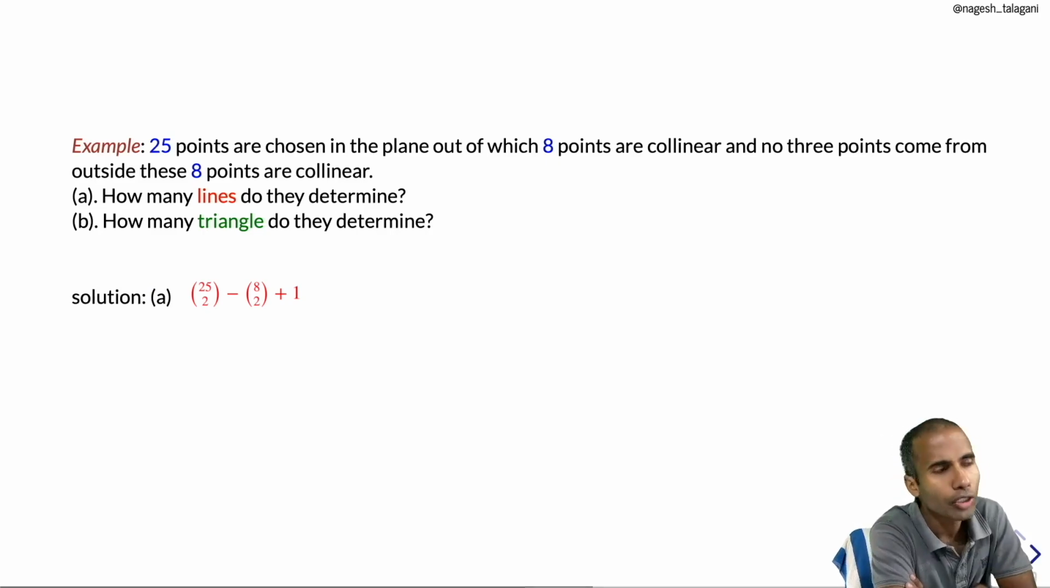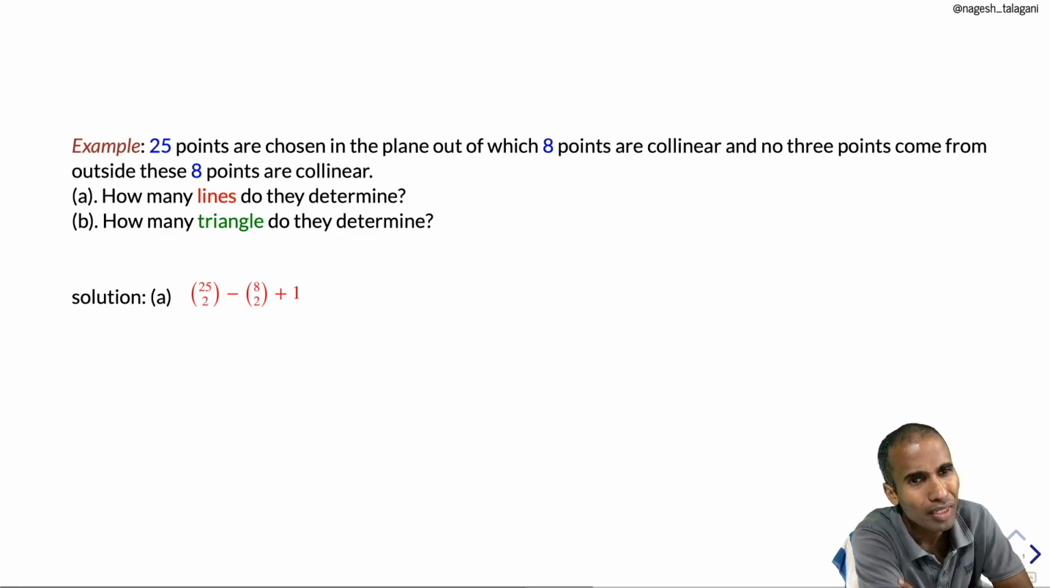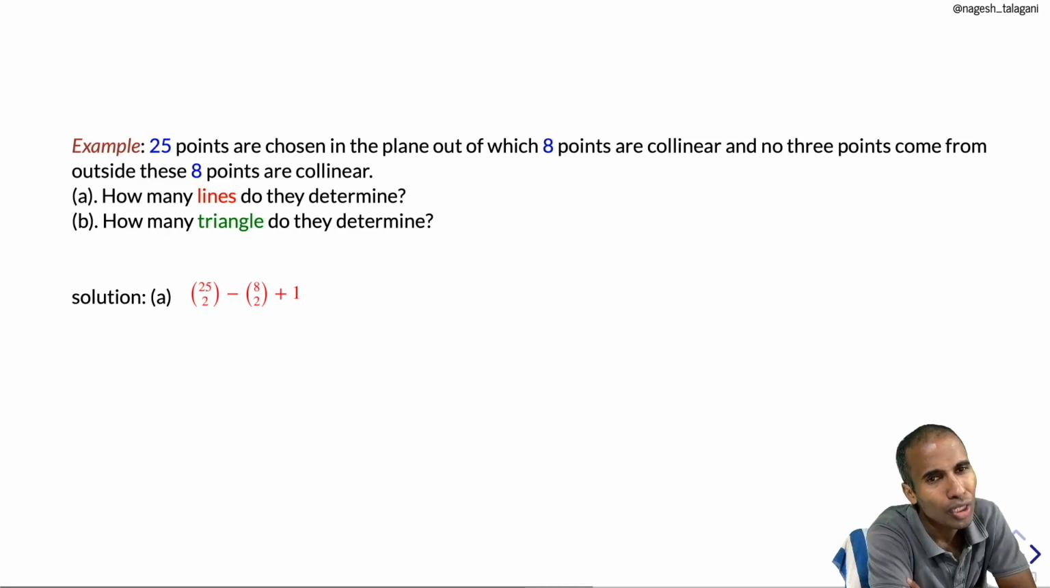Question B: how many triangles do they determine? We know that 3 points in a plane form a triangle if and only if they are not collinear. So not every 3-combination of these 25 points is going to form a triangle, because some of them happen to be collinear. Now the question is, which 3-combinations will form a triangle, and which will not? It is given that no 3 points from outside these 8 points are collinear.